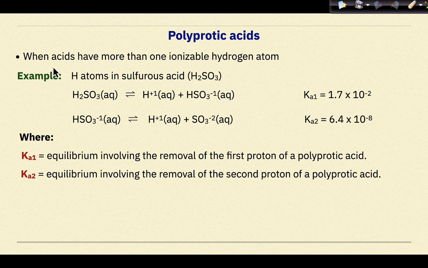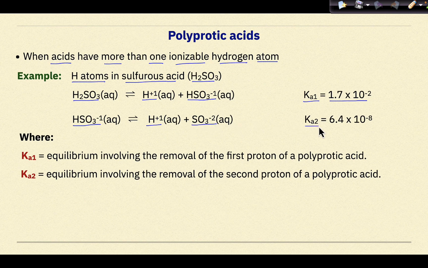Polyprotic acids. When acids have more than one ionizable hydrogen atom. So for example, the hydrogen atoms in sulfurous acid, H2SO3. So we can write the equation H2SO3 ionizes, and here's our first hydrogen ion forming HSO3-1, and that has a Ka value of 1.7 times 10 to the negative 2. Our next equation is HSO3-1 ionizing to remove the second hydrogen ion and forming SO3-2.